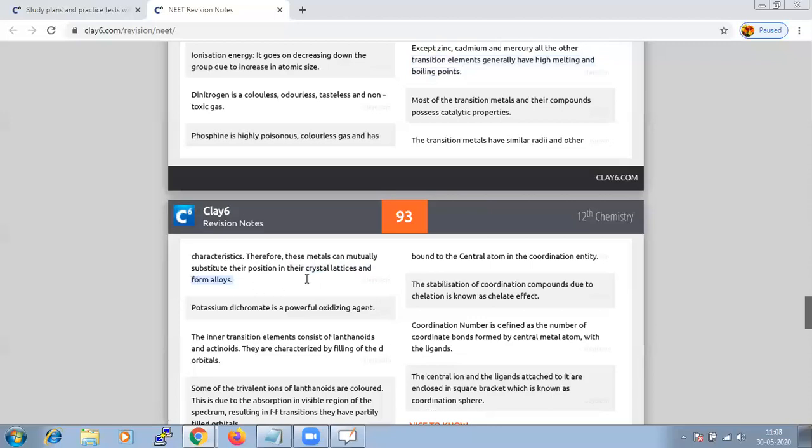And potassium dichromate, we all know, for example, we can consider that it is a very powerful oxidizing agent. And next one, we move on to our F block elements, that is the inner transition elements.